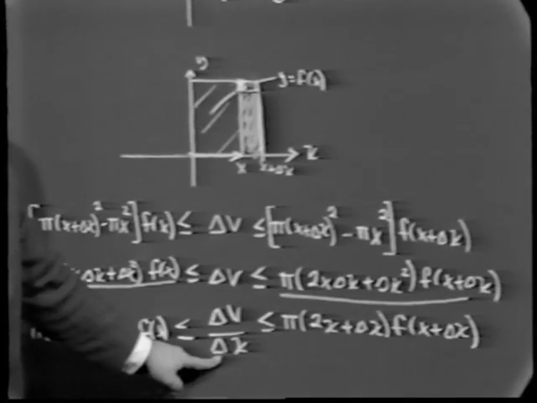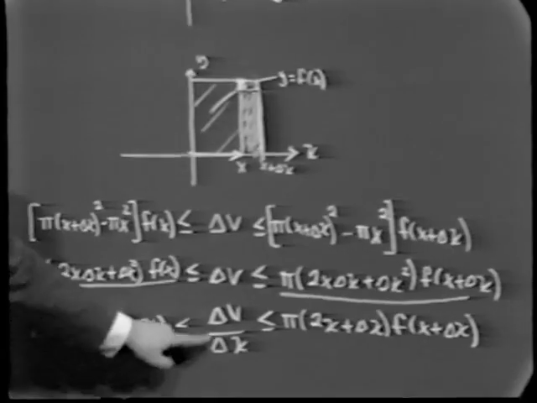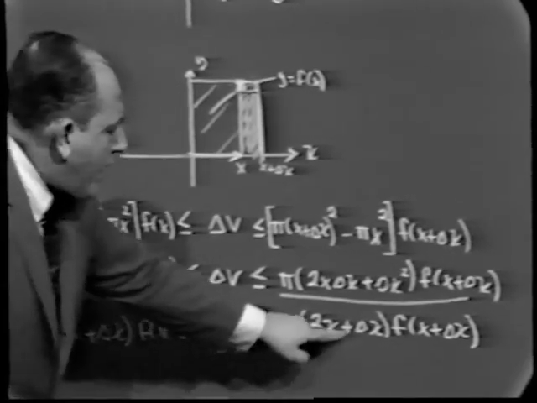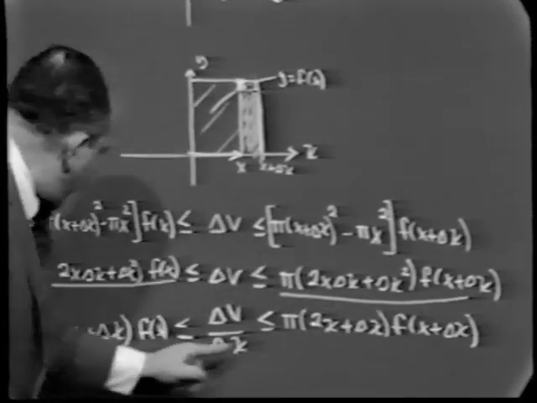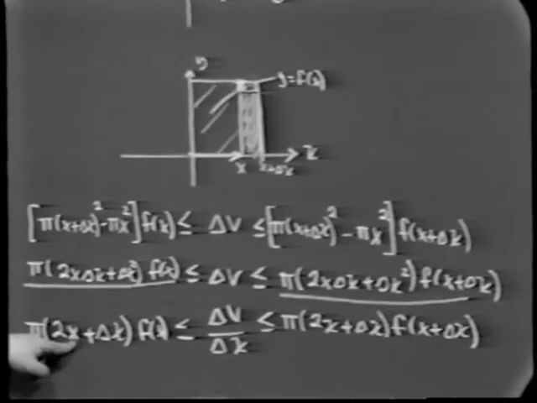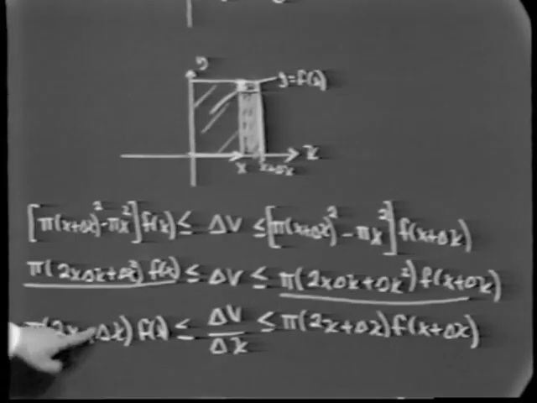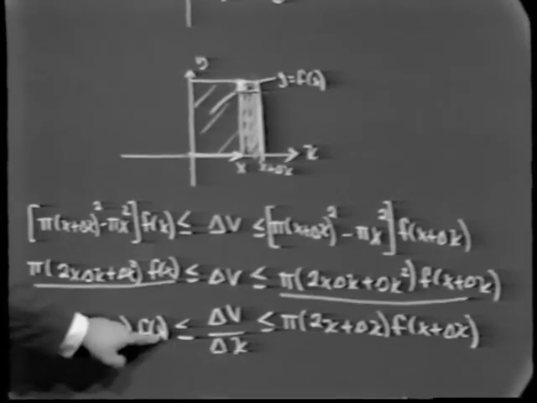You see, it's not 0, but it's arbitrarily close to 0. Notice then that my delta v divided by delta x is caught between pi times 2x plus delta x times f of x plus delta x and pi times 2x plus delta x times f of x. And I now let delta x approach 0. And here's the key point. As delta x approaches 0, notice that the left-hand side becomes 2 pi x times f of x.